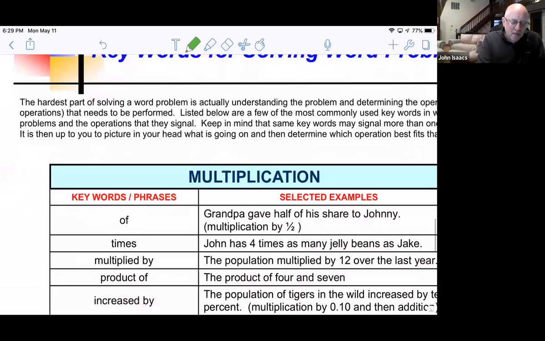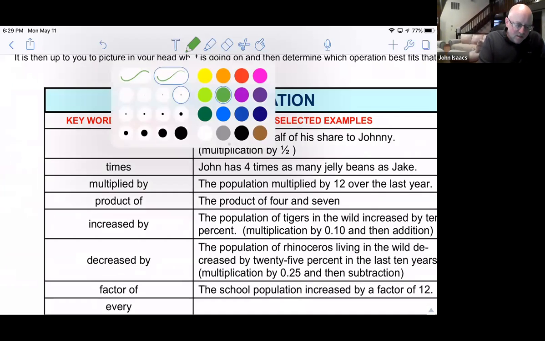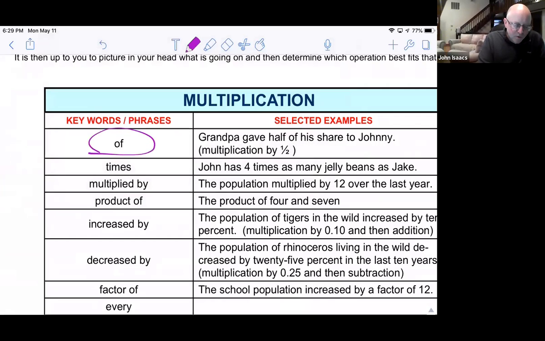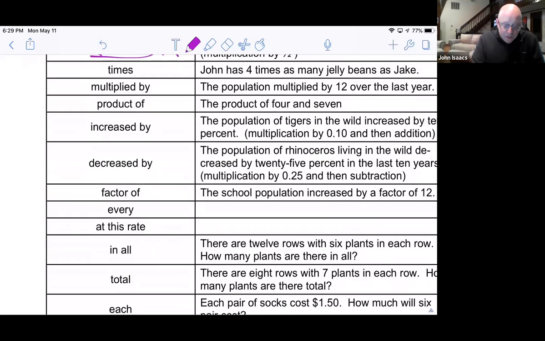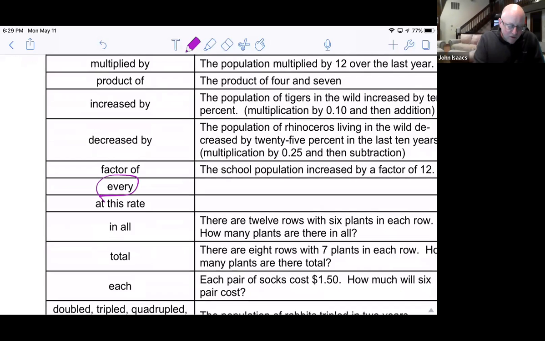Multiplication. Now here's the key one for multiplication. Key is of. Super, super important. It's such a tiny little word that when we read it in a phrase, we don't think of it as anything, but of means multiply. We have 7 of those baskets. Well, whatever's in the basket gets multiplied by 7. So of becomes really, really important, an important trigger for multiplication. Times, multiplied by, and so on. Every, that's also each and every. Also, very innocuous words that mean multiply.